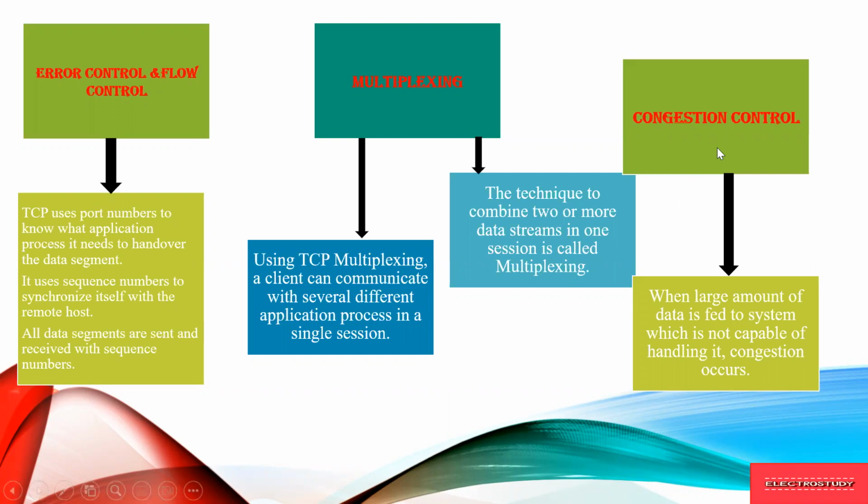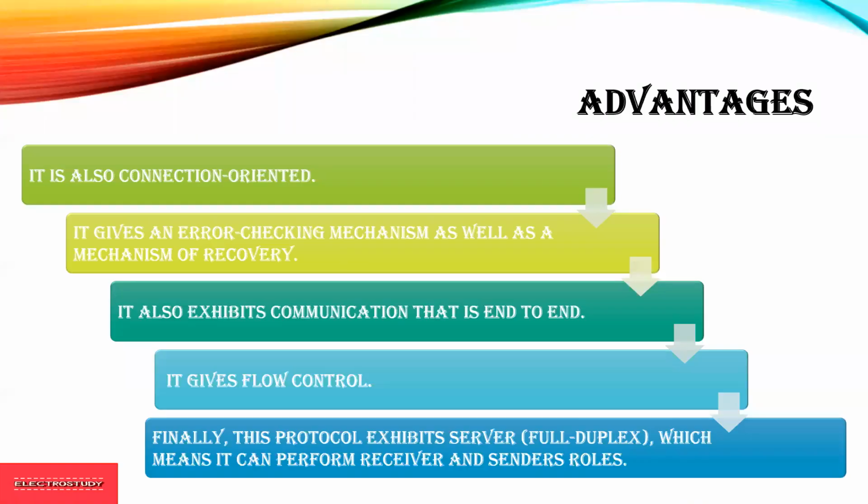Next is congestion control. When a large amount of data is fed to a system which is not capable of handling it, congestion will occur. But in TCP, even if a large amount of data is sent, it provides congestion control that is maintained using a timer, such that it ensures that no congestion takes place in the network. So these are some features or characteristics that are provided by TCP.